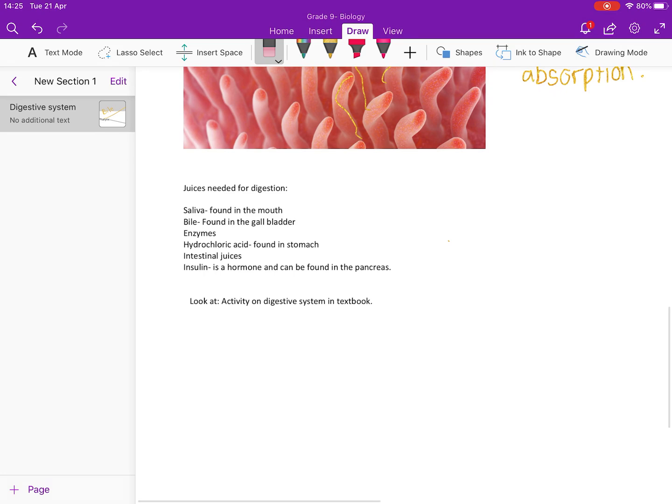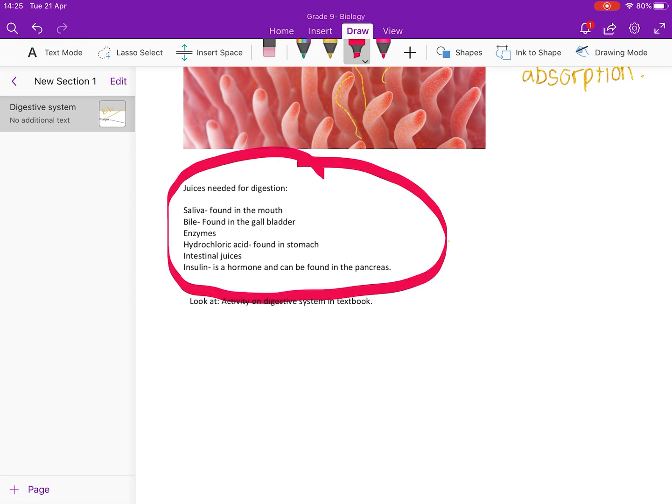I'm happy to help you, and we can lastly just have a look at the importance of juices in the body that are necessary for digestion: saliva that helps to break down the food, bile that helps the whole digestion process take place, enzymes that help to break down food, hydrochloric acid, intestinal juices, and then insulin. All of these juices are very important for digestion to take place. And it is very important for you to know the names of these juices needed for digestion.